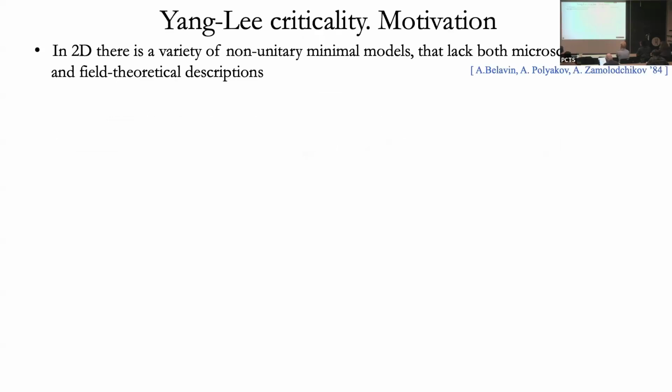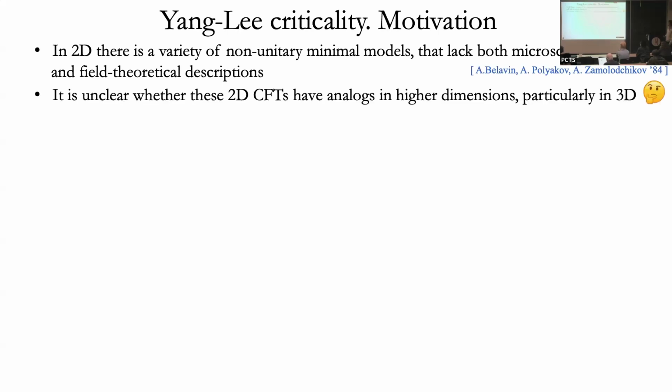So let me start with the motivation. As Igor mentioned, there are a variety of minimal models which were discovered by Belavin, Polyakov, and Zamolodchikov, and most of them are actually non-unitary models. And while we know a lot about unitary models, we don't really know much about non-unitary models, and whether they have higher dimensional analogs, particularly in 3 dimensions.